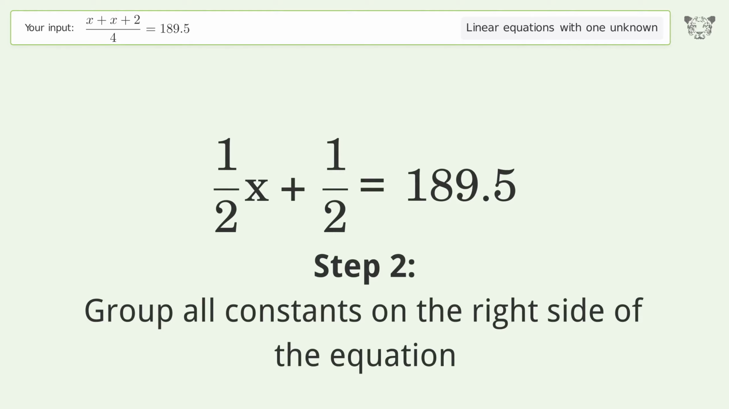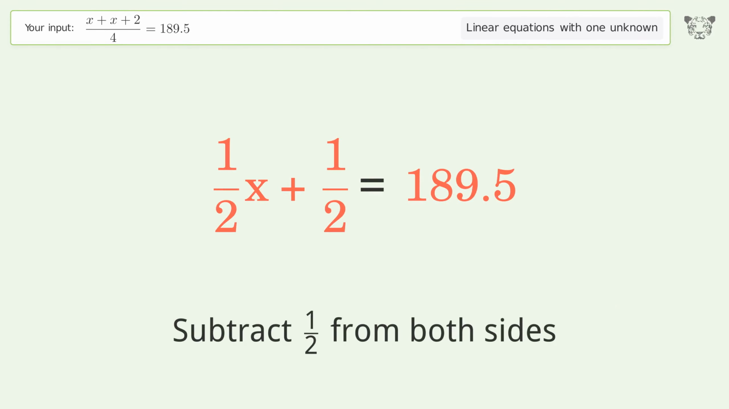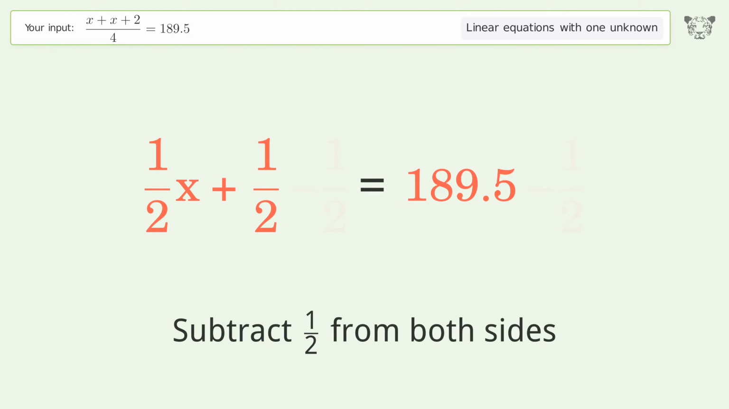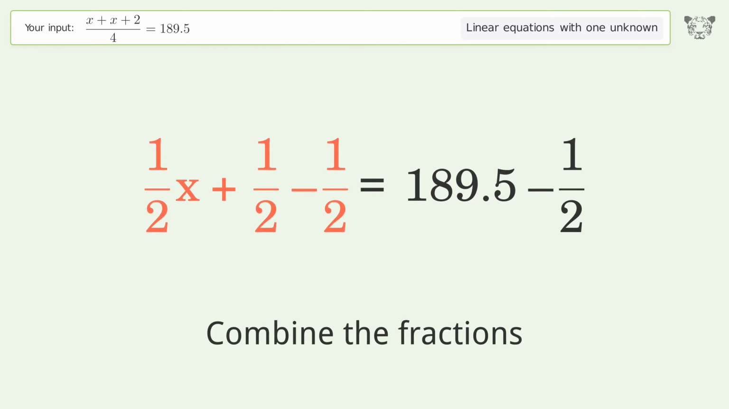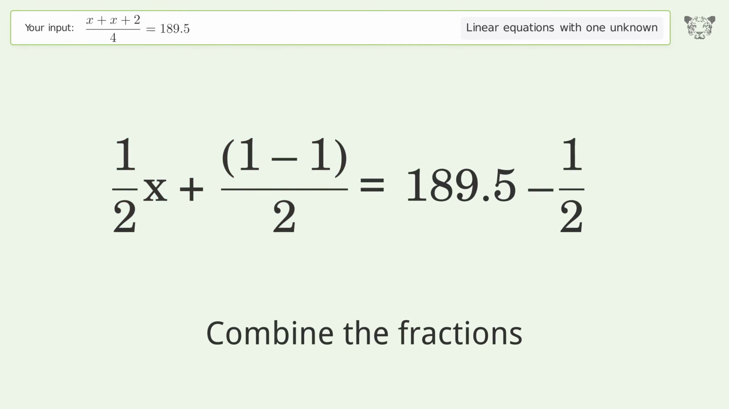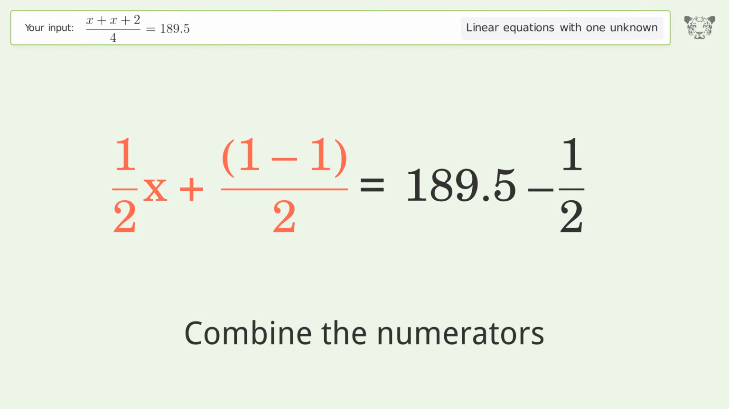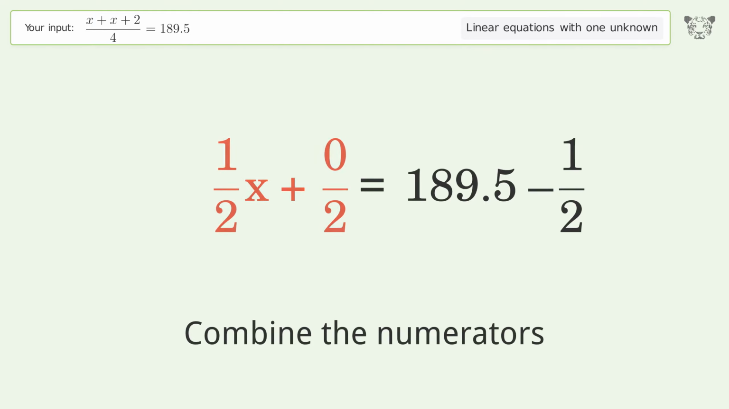Group all constants on the right side of the equation. Subtract 1/2 from both sides. Combine the fractions. Combine the numerators. Reduce the zero numerator.